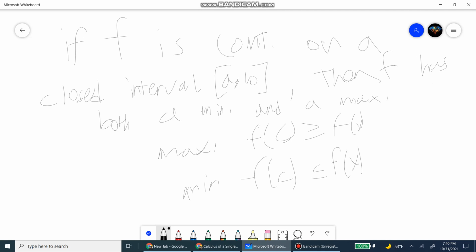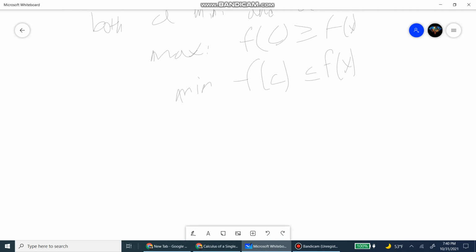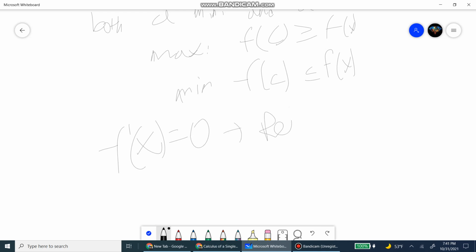And to find relative extrema or critical numbers, you just have to find when f prime equals 0. Because what is it when f prime is 0? That's the slope of the tangent line. If the slope is 0, your tangent line is a horizontal line, and when is that possible? That's only possible at a max or min.